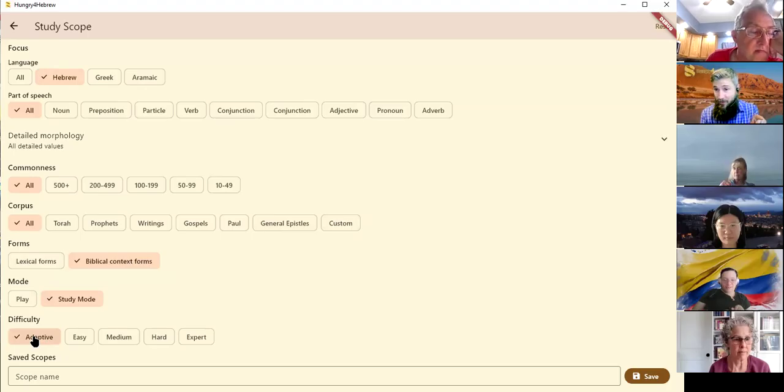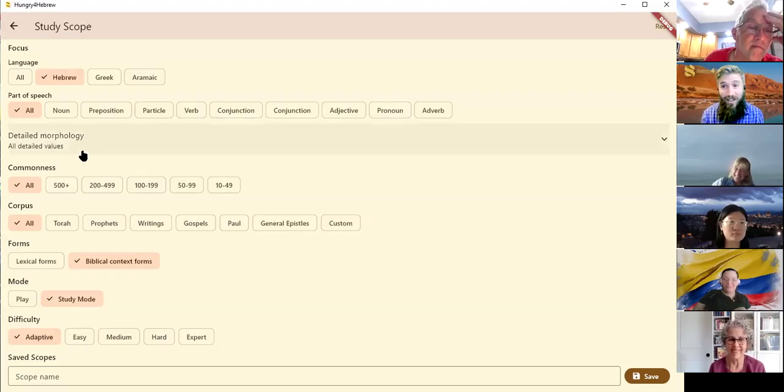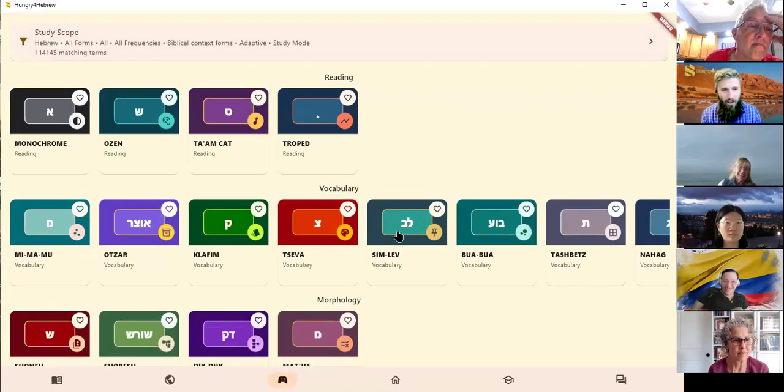This was amazing. I put it on adaptive and started going through one of the games called Otsar, which means treasure or vocabulary. And it got hard fast because I'm getting them right one after the other. I mean, after all, this is my job. This is what I do, right? Wow. It aims for 70 to 85% accuracy. So when I keep getting 100% accuracy, it started showing me words that show up only one time in the Bible. It was a really challenging game. So anyway, this is the study focus or the study scope.